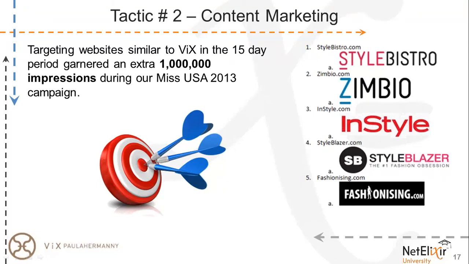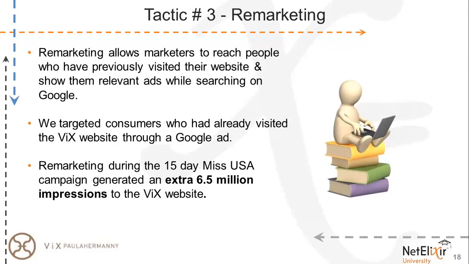Getting back to the presentation, the second tactic that we used was content marketing. As you are probably familiar with, we targeted websites which were very similar to Wix in a 15-day time period, and we were able to garner an incremental million impressions during this entire campaign. The top 5 content sites where our ad was visible were: the first one was Style Bistro, the second one was Symbio, the third is InStyle, fourth is Style Bazaar, and the fifth is Fashioning.com. The only comment I would want to make here is that it becomes imperative for any marketer to select very carefully the sites on which your ad is going to be visible, because content marketing can get very fake if it is not controlled in an efficient manner.